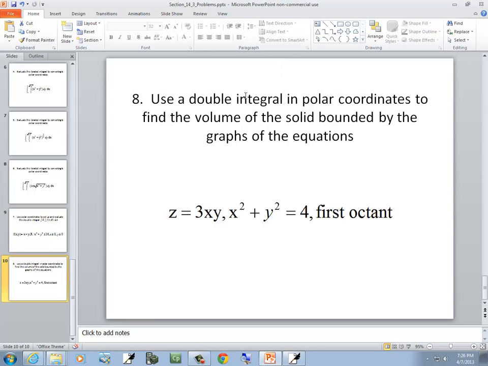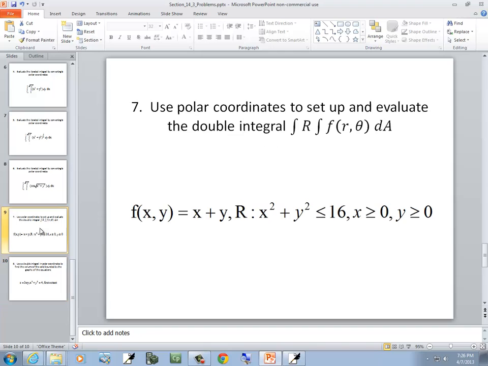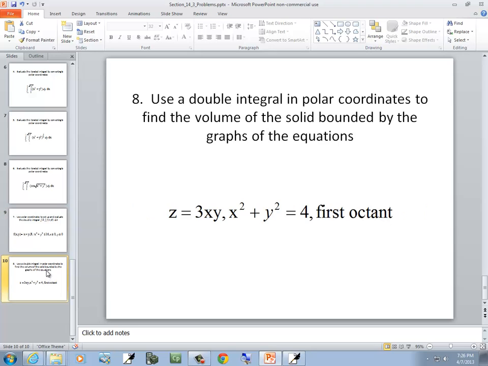It says use the double integral in polar coordinates to find the volume of the solid bounded by the graphs of the equation. Now here they don't give us a setup for r like the previous one did. The previous one told us exactly how to set up our region of integration. This one doesn't. But if we think about it, we have this, which is a plane, and it's bounded by this, and we're dealing with the first octant.